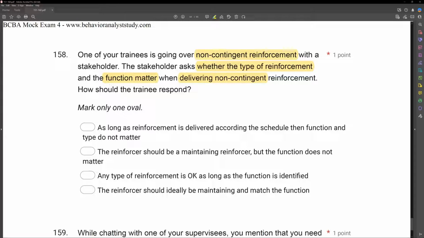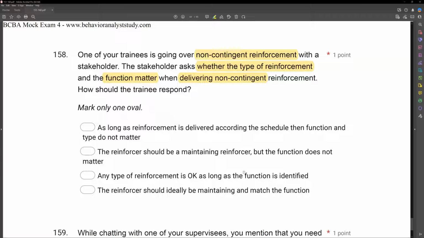C, any type of reinforcement is okay as long as the function is identified. Well, not necessarily. If you identify the function as attention and you start providing all these tangibles non-contingently, not really going to have the desired effect, right? The whole point of non-contingent reinforcement is usually an abolishing operation.